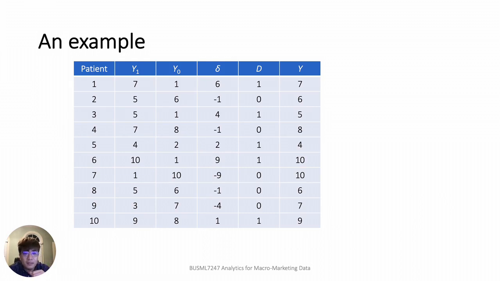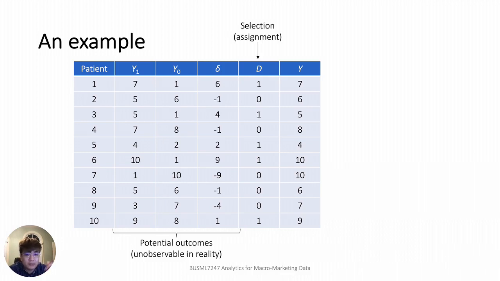This is the table of the outcomes. The second, third, and fourth columns present the potential outcomes and the difference for the patient, and they are unobservable in reality. The fifth column shows the selection, indicating which treatment each patient received. And the last column presents the observed outcome. It is the same as Y1 for the surgery treated and Y0 for the chemo treated.